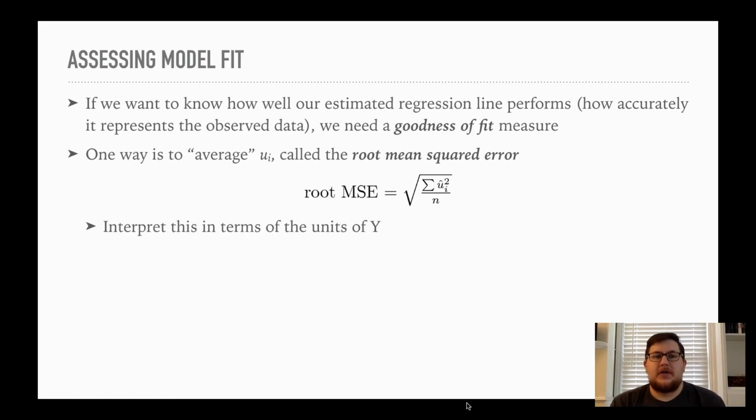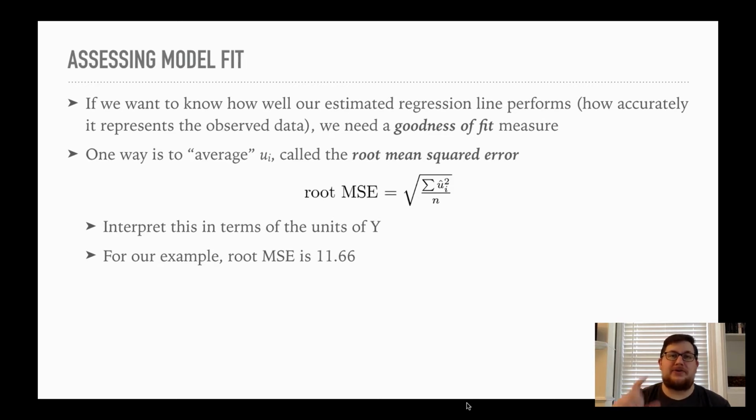Okay? So the way we interpret this is in terms of y, right, in the units of y. So for example, in our running example, our root mean squared error for that regression line is 11.66. Right? So if you went through and you calculated those distances, you squared them, you added them all up, divided by the total n, which is 173, took the square root, you'd get 11.66.